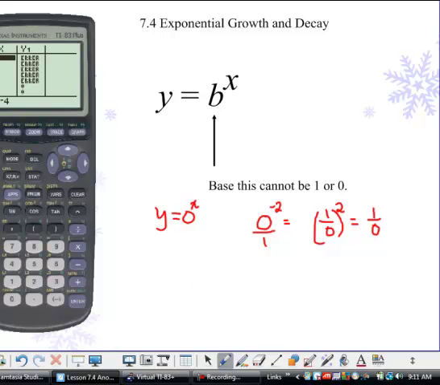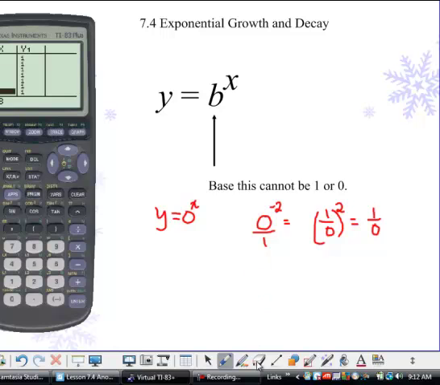I think by now you can figure out why we can't have 1 as a base. Because I don't get any growth or decay. I get a straight line. Growth means to get bigger, decay means to get smaller. If I look at my table, and that's because 1 raised to any power is 1.